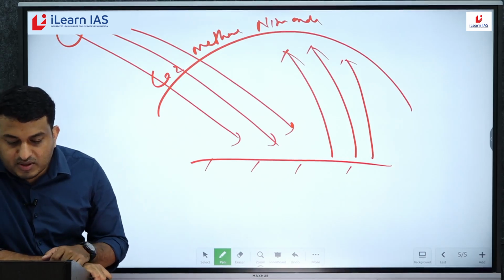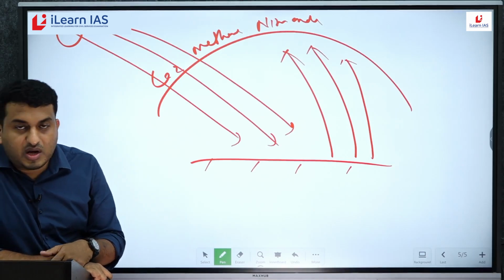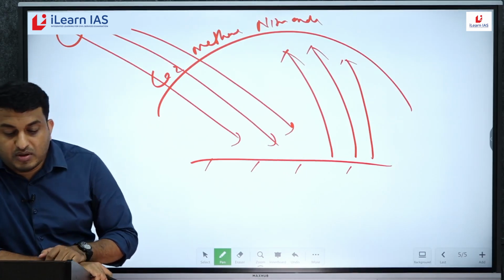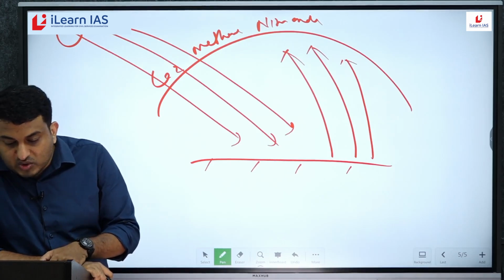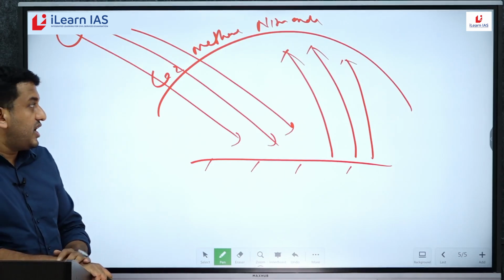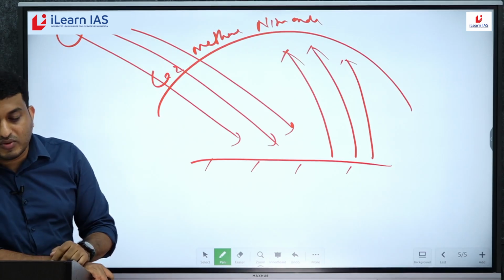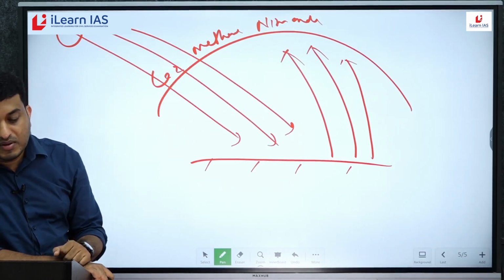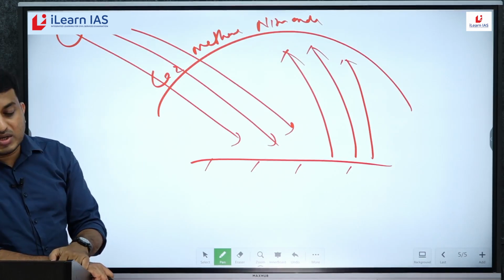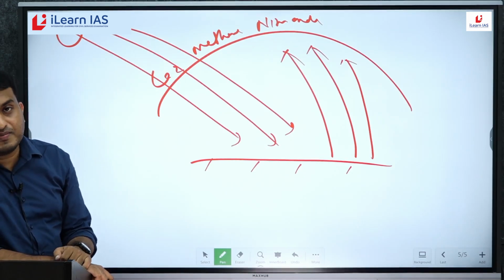Right? So what happens? These greenhouse gases, carbon dioxide, methane, nitrous oxide, then ozone. They won't allow long wave radiations to pass through. What they will do is they will trap the heat. Getting it? So these long wave radiations are responsible for the heat.